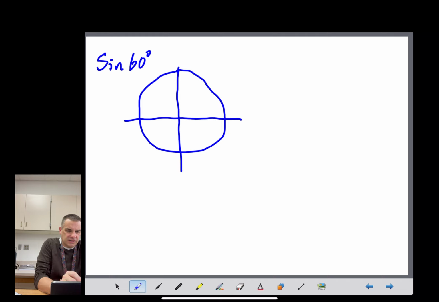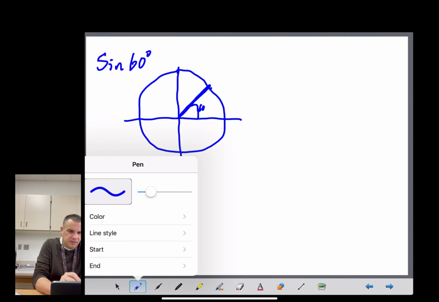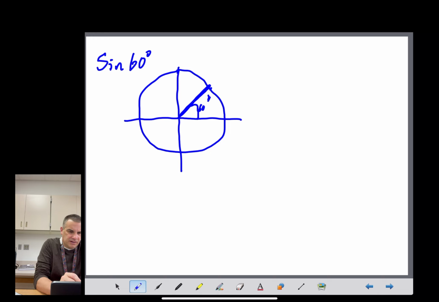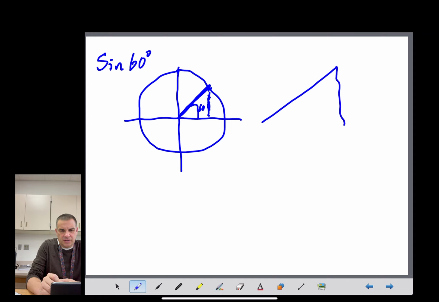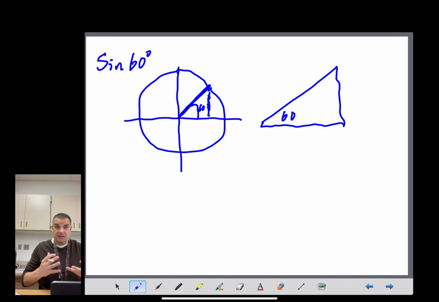Okay, 60 degrees, we've done this before, so 60 degrees is about right there. So we've created this 60-degree angle, and now I'm going to drop this side down and create my right triangle. Because I've scrunched it down, I'm going to blow it up over here. So I know I've got a 60-degree angle sitting right there, and our question says find the sine of 60 degrees. We want the exact value.